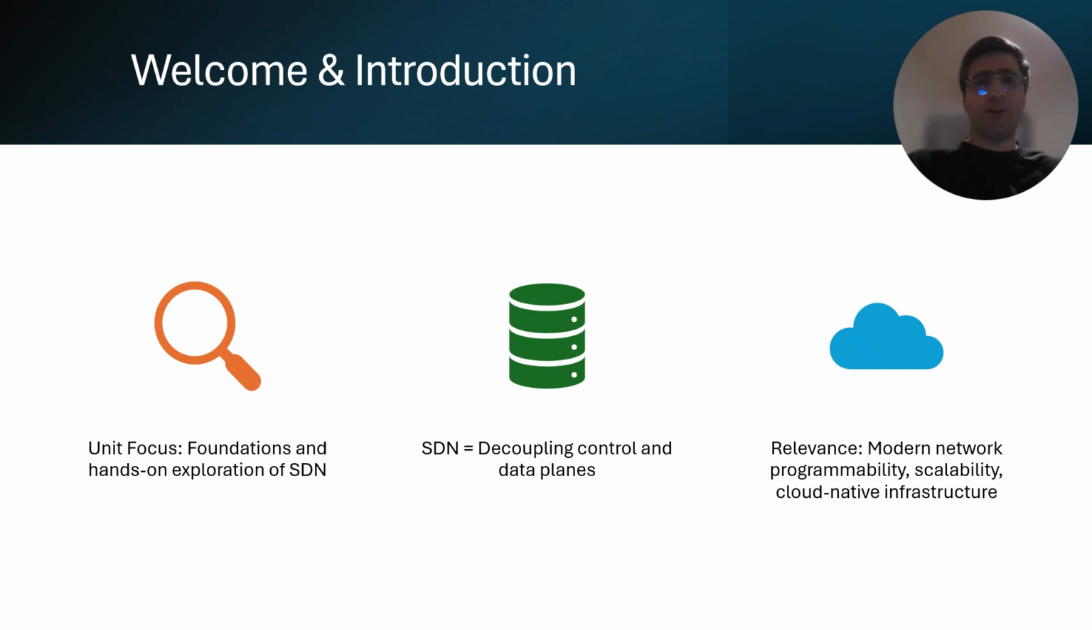In this unit, students will explore how SDN changes traditional networking by separating the control plane from the data plane. Unlike traditional networks, where each device independently handles control and forwarding, SDN introduces a centralized controller that intelligently manages the flow of data across the network. This is particularly relevant in modern environments such as data centers, 5G infrastructures, and cloud-native systems, where scalability, agility, and automation are essential.